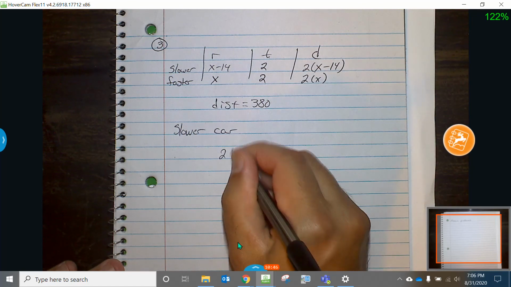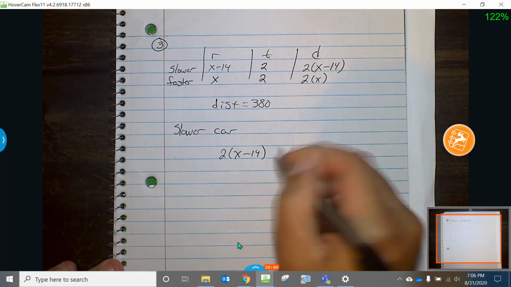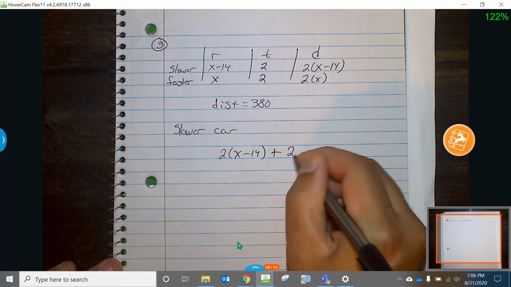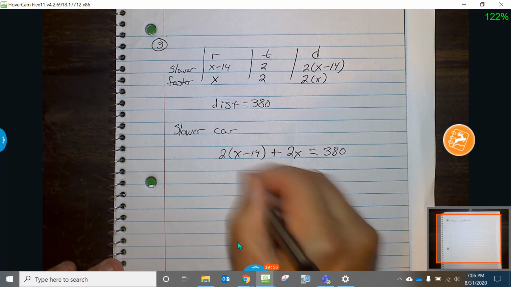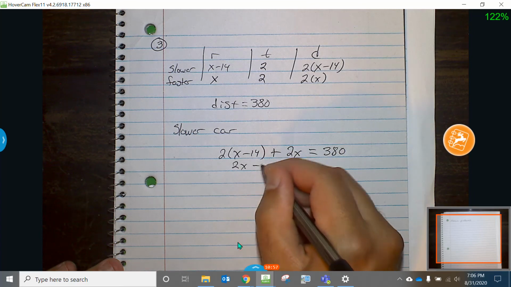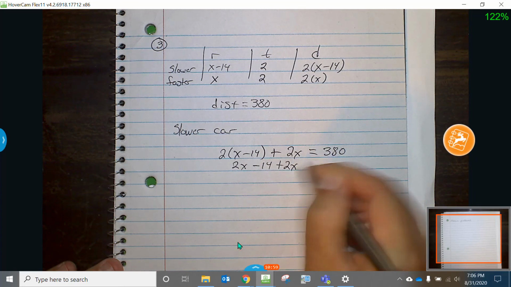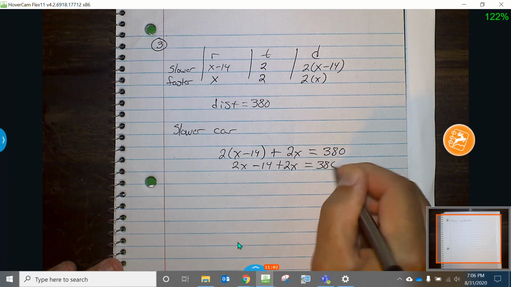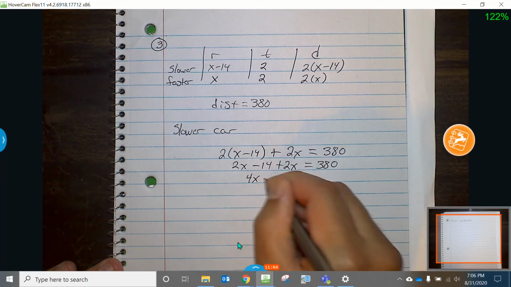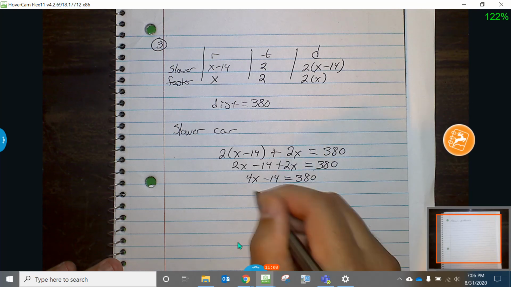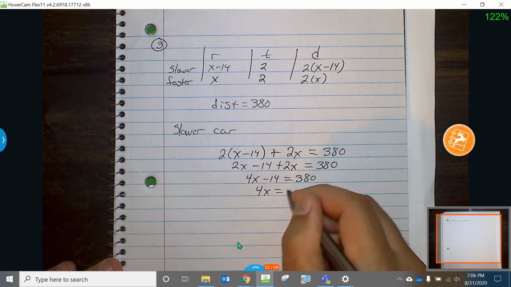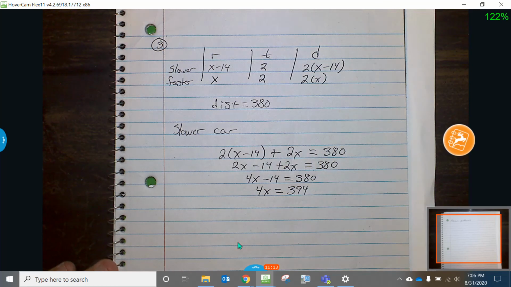So 2 times x minus 14, they're traveling towards each other, plus the 2x equals, they're covering the distance of 380. So 2(x minus 14) plus 2x equals 380. 4x minus 14 equals 380. Add 14. And then we're going to take our 394 and divide it by 4.